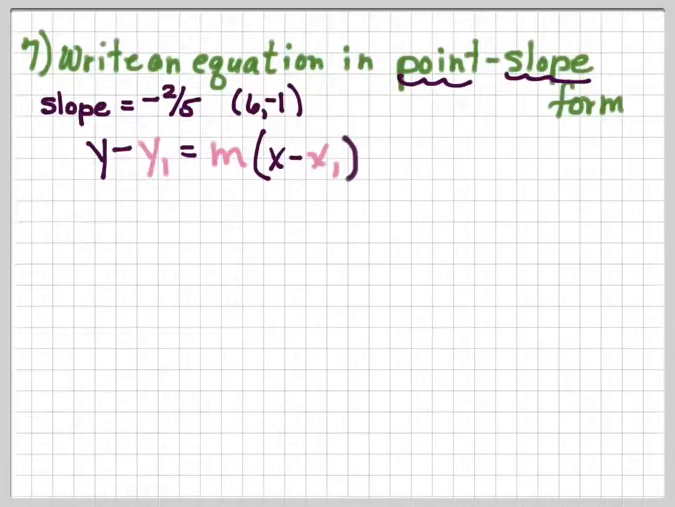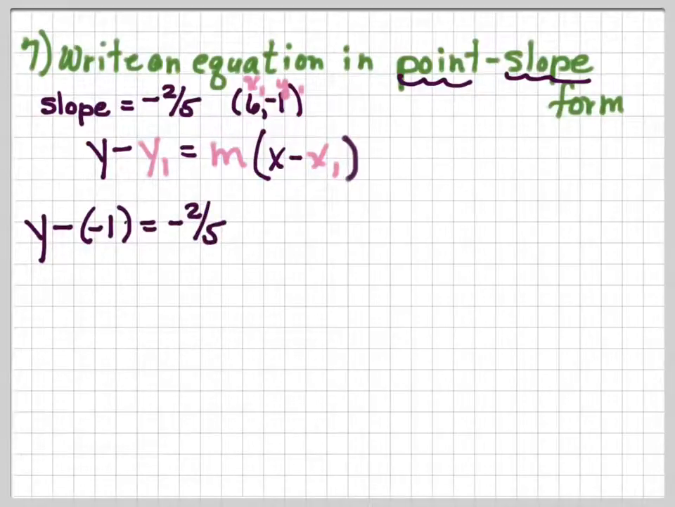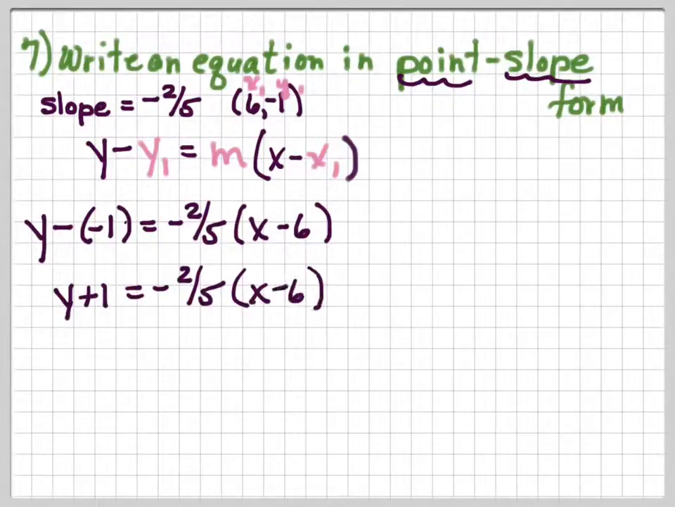If you're given m, the slope, and x1 and y1 are your point, all you do is plug and chug. Y minus minus 1 equals negative 2/5 times x minus 6. And the one thing we do want to do is change that minus negative 1 to a plus 1. So this is point-slope form. You don't need to manipulate it anymore. If you're asked to change it to standard form, you can do that. But it's completely viable the way that it is, which makes it a lot easier for you.